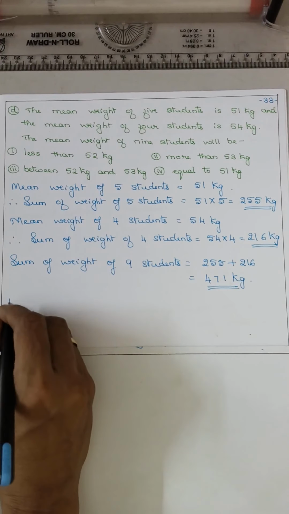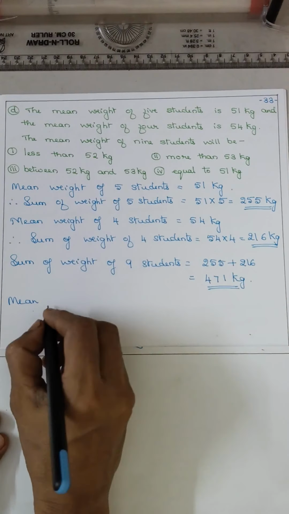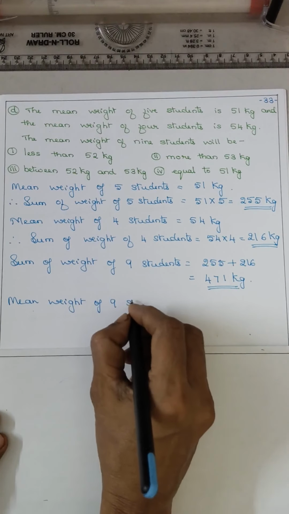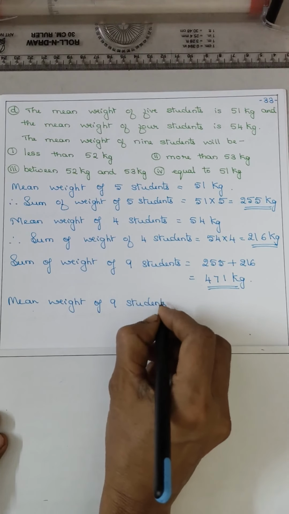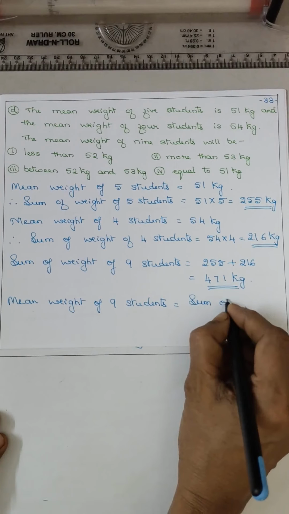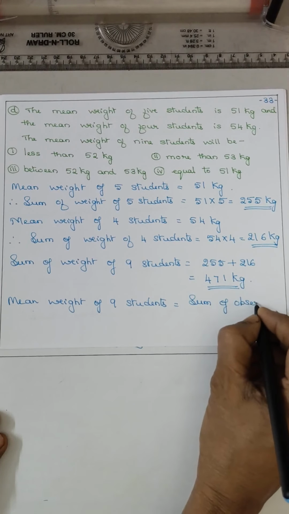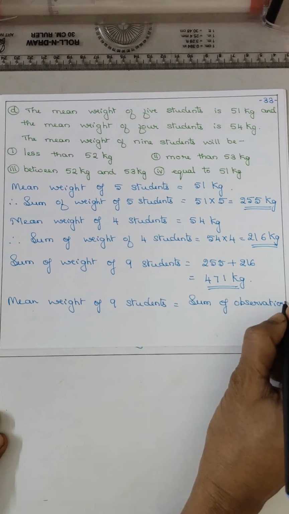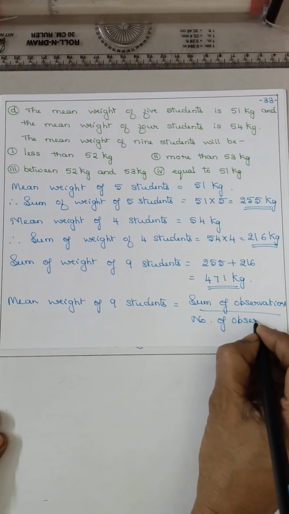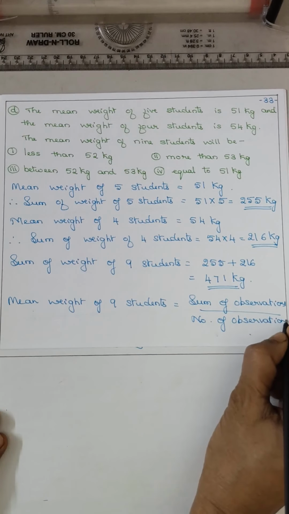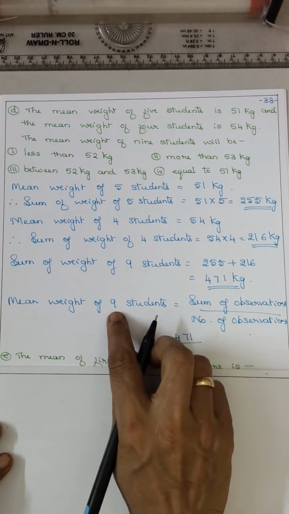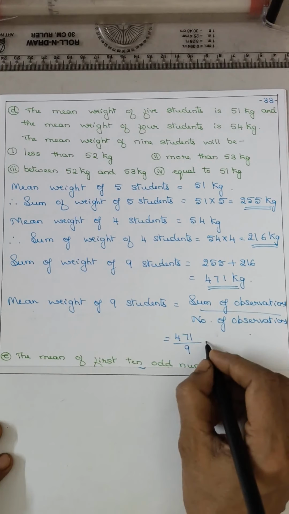Now we find out the mean weight of 9 students is equal to the sum of observations upon number of observations. What sum did we get for the 9 students? It is 471. The number of observations is 9.